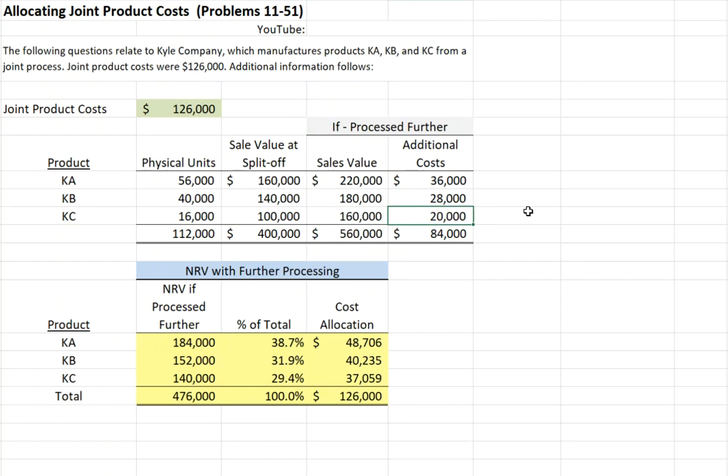$20,000 in costs. What if product Kb required an additional $50,000 in processing costs? Well, would we want to process it further? We would net an additional $40,000 in gain, at a cost of $50,000? No, would be the answer here. We would not process product Kb further.